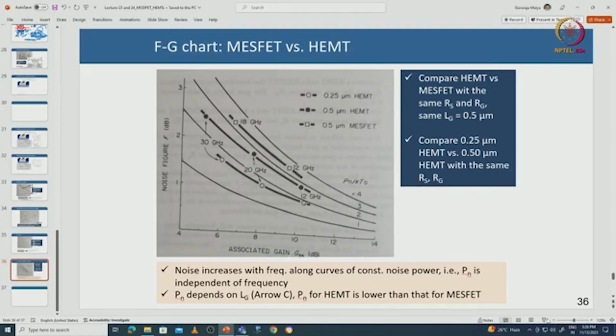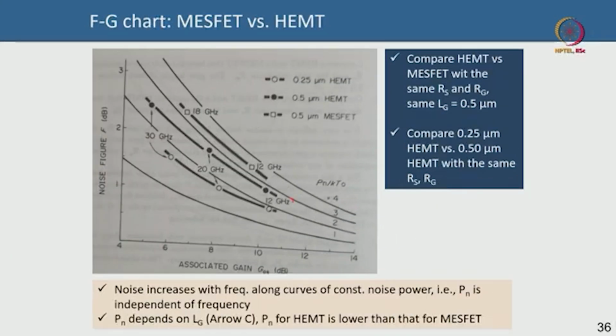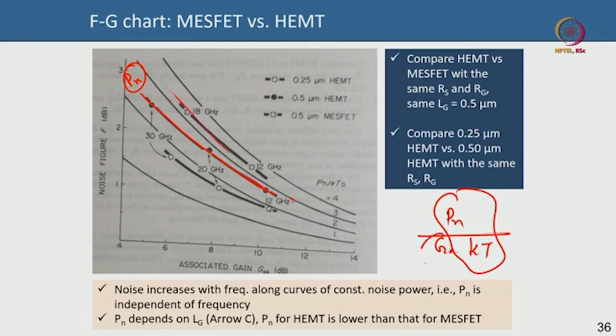So, what it means is that as long as you are going along this, your power is constant, which means the noise power density does not depend on the frequency, but the gain depends. That is why Pn, if you remember, is Ga by kT. So, this does not depend on frequency, that is why they are going along the constant curve, but the gain depends on frequency as 1 by f, and that is why the noise figure is increasing with higher frequency. They are going along the constant noise power. So, the noise power is independent of frequency.